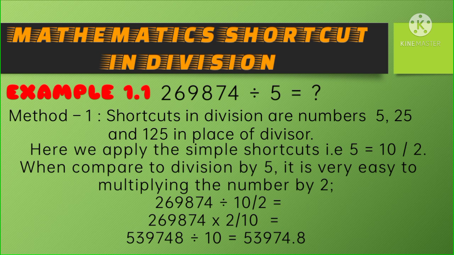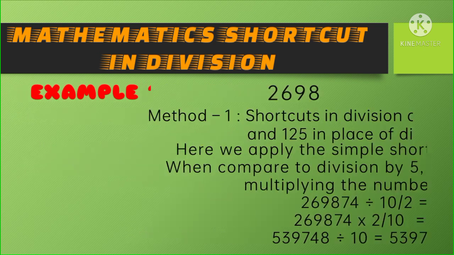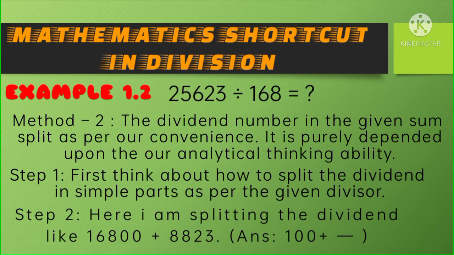269,874 divided by 10 over 2. As a rule of division, we change the numerator and denominator, which is what we call the reciprocal of the divisor. So 269,874 times 2 over 10. So the answer will be 539,748 divided by 10. As you can see, it is very easily divided by 10. So the final answer will be 53,974.8.